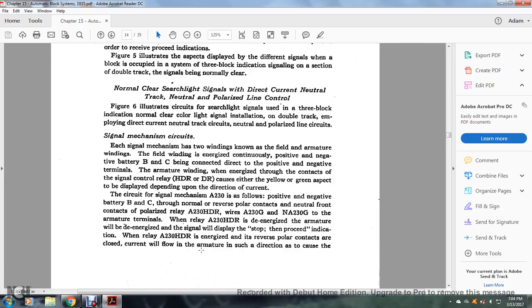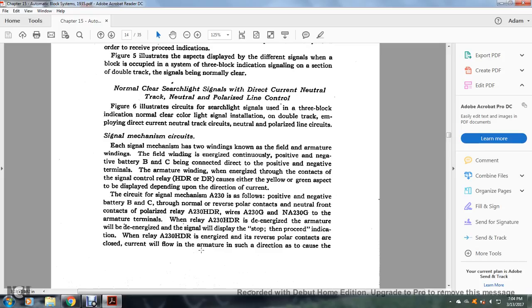Normal clear searchlight signal with direct control, neutral track circuit, and polarized line control. Figure 6 illustrates the searchlight signal with the use of the 3-block indication, normal clear color light signal installation, double track, and employing direct control, neutral track circuit, and neutral polarized line circuit. The signal light mechanism circuit.